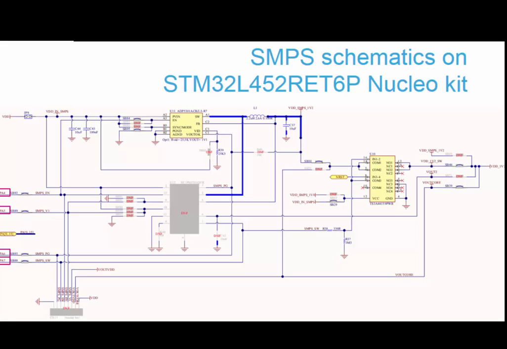Okay, so now let's move from the general diagram to the details. This is the schematic of the Nucleo kit. Starting from the left side, we have a VDD pin. Then there is a jumper which allows us to measure the current consumption. Then the voltage goes to the DC-DC converter, which generates 1.1 volts, and this voltage goes to the switch. The switch provides the voltage to the VDD12 pins of the microcontroller.